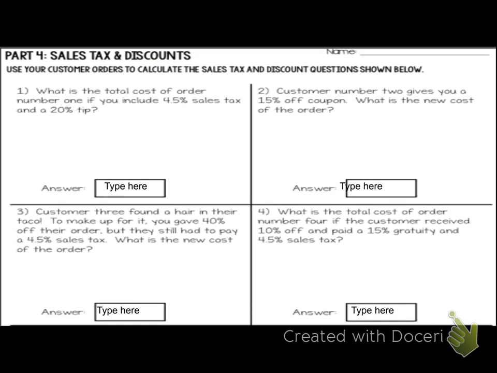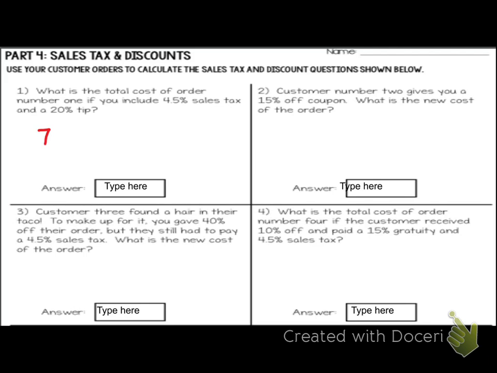So you want to follow along. You may need to go back and watch this. So for number 1, it says, what is the total cost of order number 1? So you go back to order number 1, which was 2 slides back, slide 11, if you included 4.5% sales tax and a $20 tip. So we do $7 because I believe that was 7.